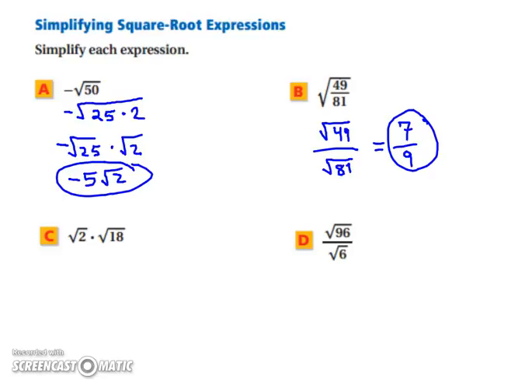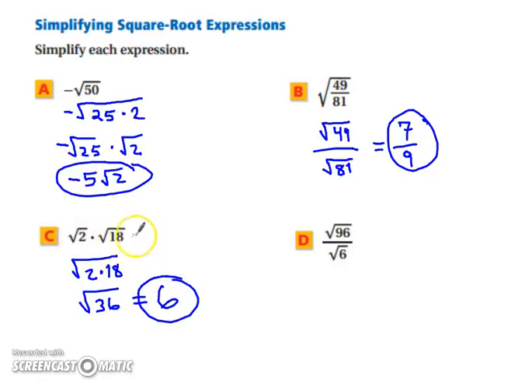Now that you've had a chance to try C and D, let's try it together. We have the square root of 2 times the square root of 18. Well, why don't we try doing this one backwards? So instead of separating it out, we're going to push them together. So we have the square root of 2 times 18, which is the square root of 36, because 2 times 18 is 36. Okay, well, we know the square root of 36 is 6. Much easier than trying to take the square root of 2 and the square root of 18.